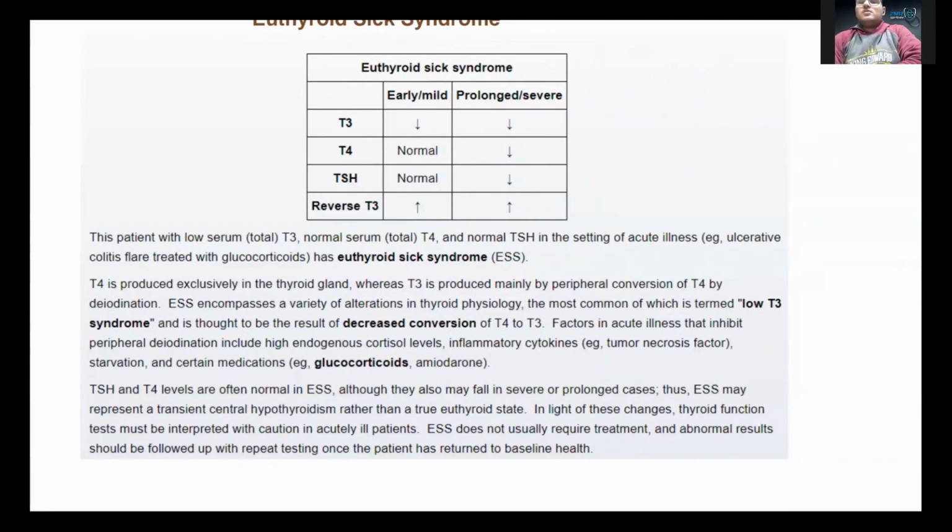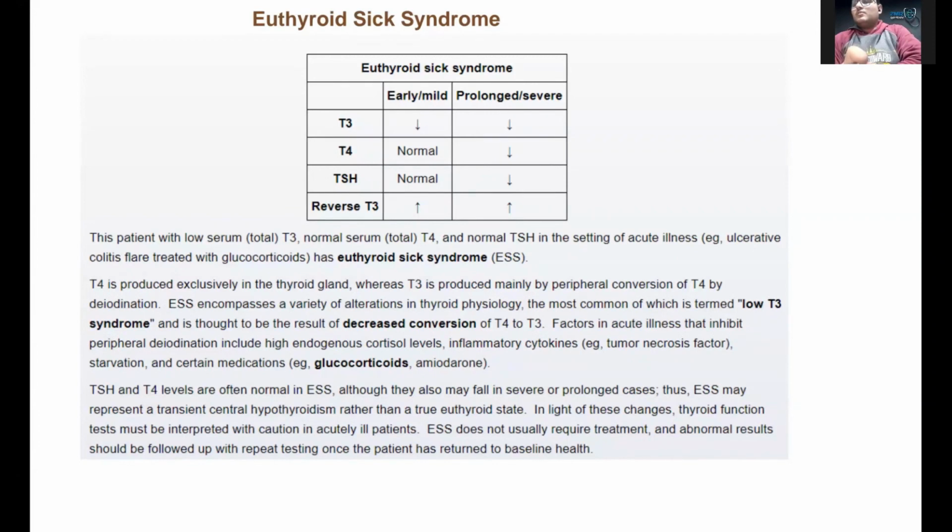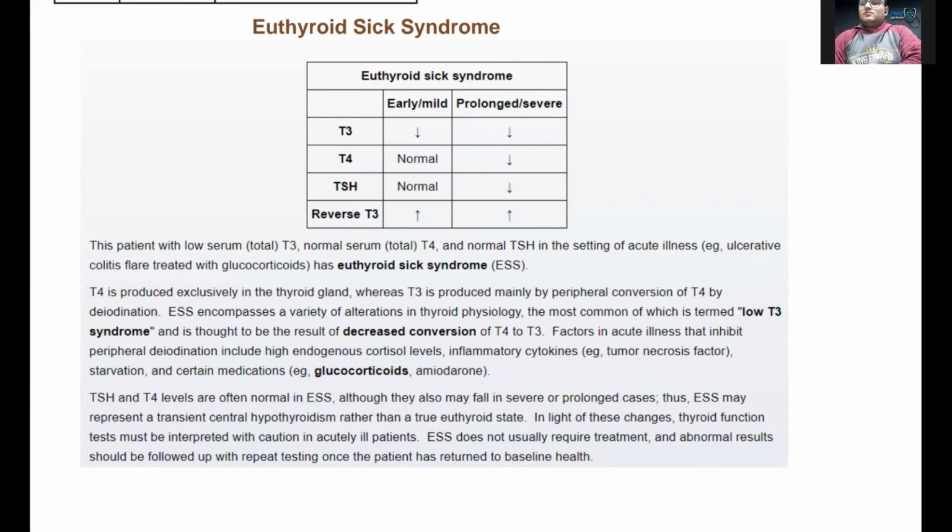So what is the treatment? Remove the inciting problem. Remove the illness, remove the cause. Is that clear?